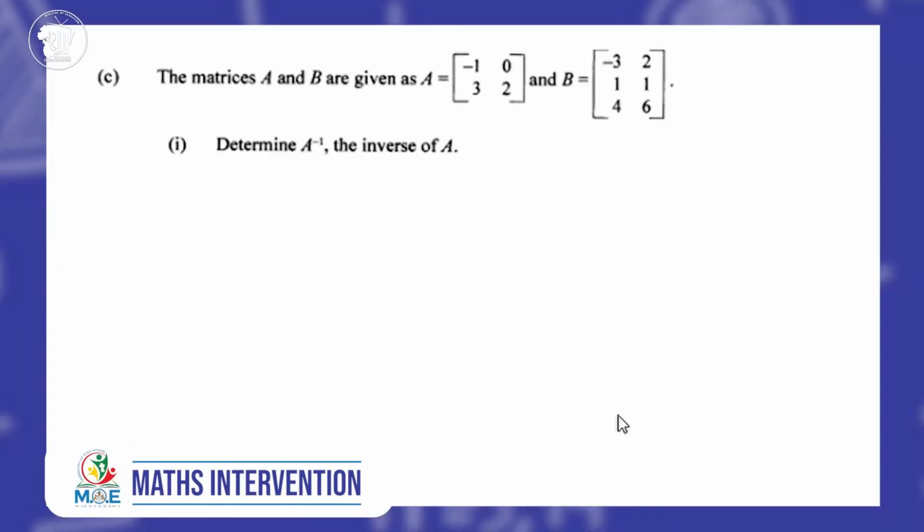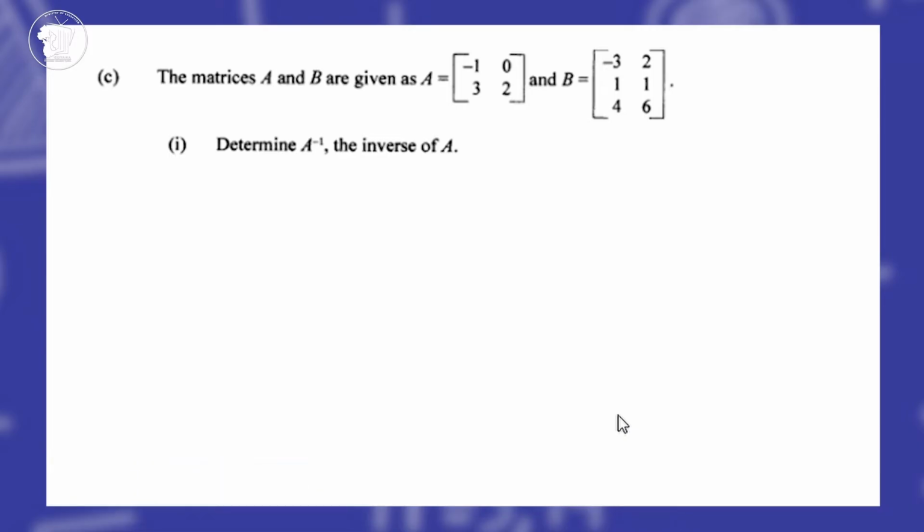So this question says, the matrices A and B are given as: the matrix A is negative 1, 0, 3, 2, and the matrix B would be negative 3, 2, 1, 1, 4, 6. Determine A inverse, the inverse of A. So we want to find the inverse of A.